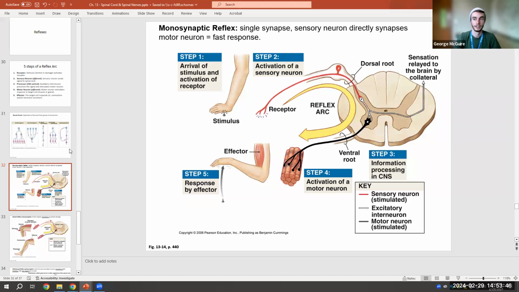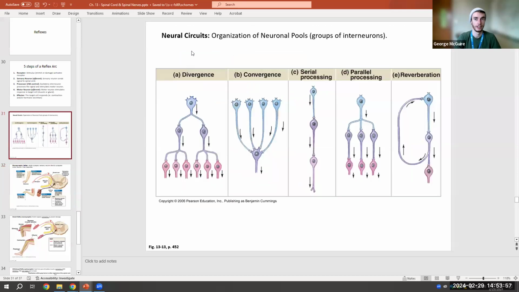Okay. All right. So that interneuron is the connection there in the spinal cord, which is taking information from one nerve and sending that back out to another. And so the organization of those interneurons can look quite differently. We get these different neuronal pools or neural circuits, right, or groups of interneurons.